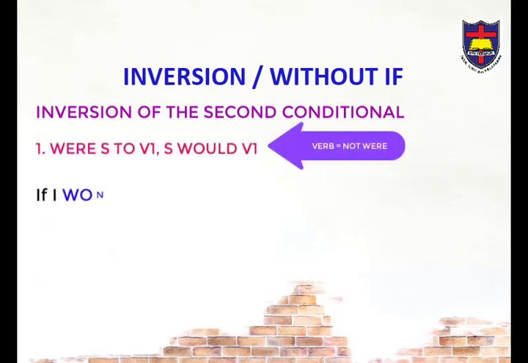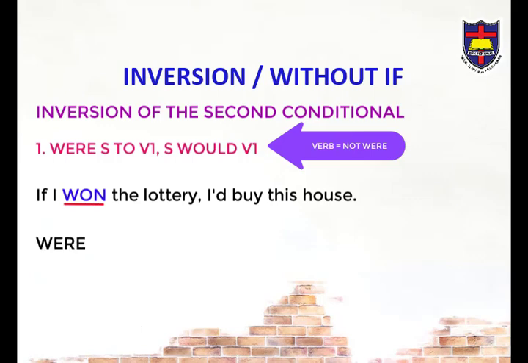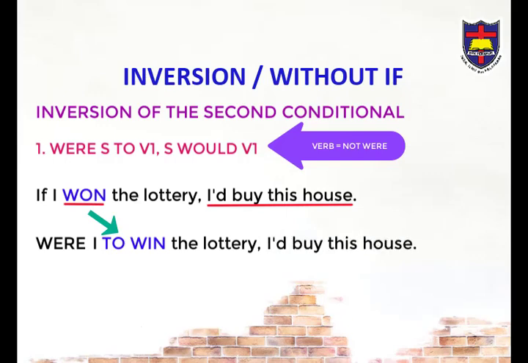Here is the example of the first form. If I won the lottery, I would buy this house. Look at the verb of the if clause. The verb is not were, but won. That's why we use the first pattern. Let's use the pattern. First, we use were. Then, take the subject, I. Then, the to infinitive of won is to win. Finally, copy the main clause. This is the result. Were I to win the lottery, I would buy this house.